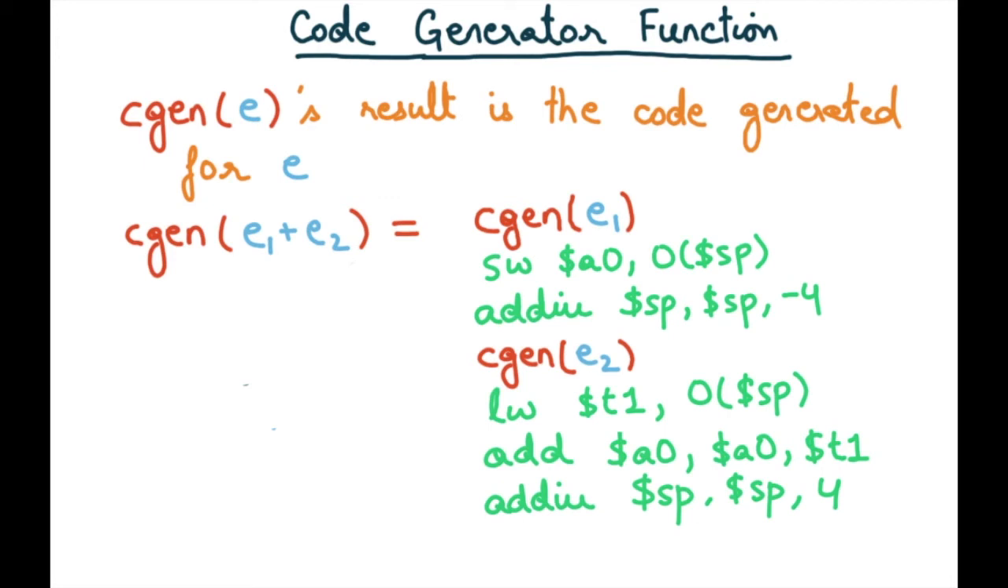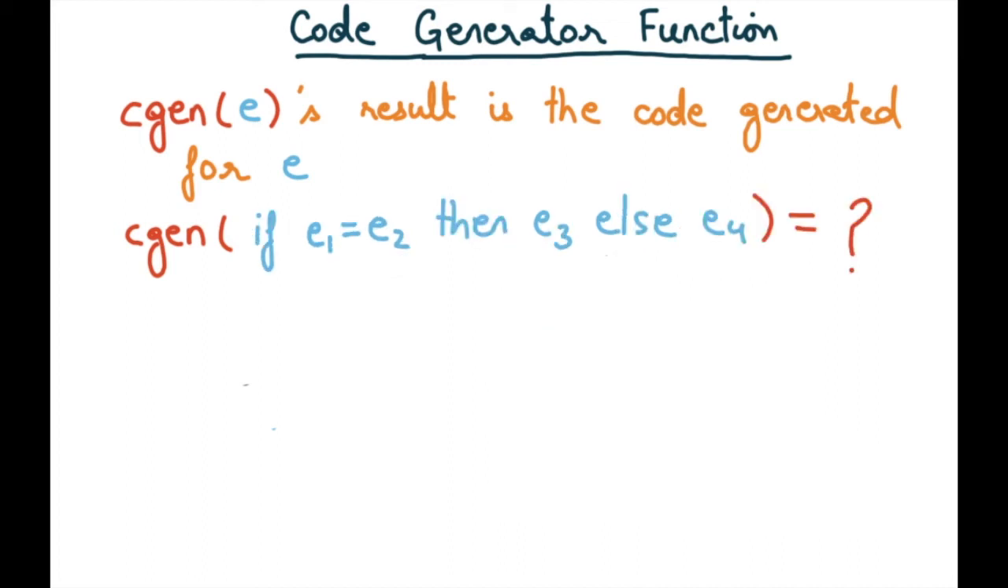Alright, so this is our code generation strategy for the E1 plus E2 operator. We can similarly generalize this for other mathematical operators. For example, if instead of plus I have minus, the only change that happens is in this particular opcode: instead of add I have subtract.